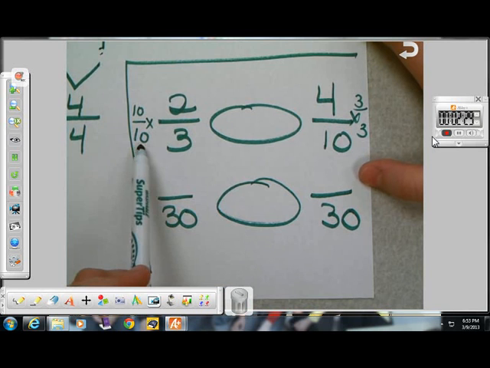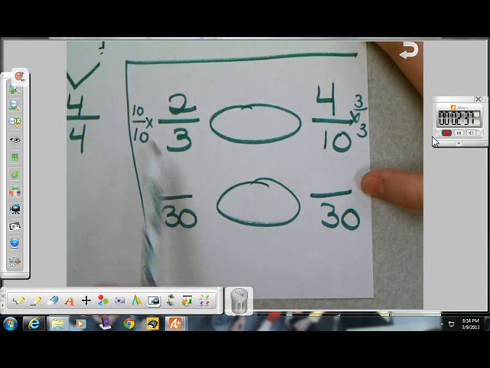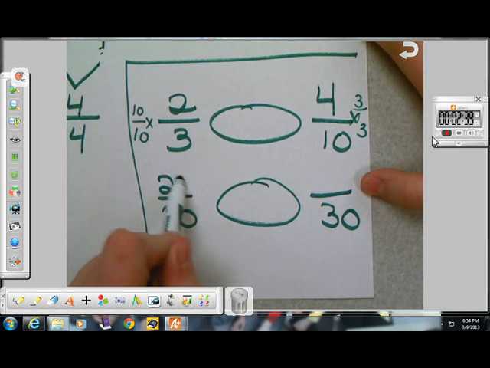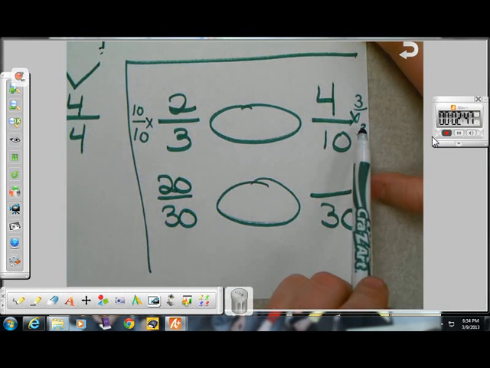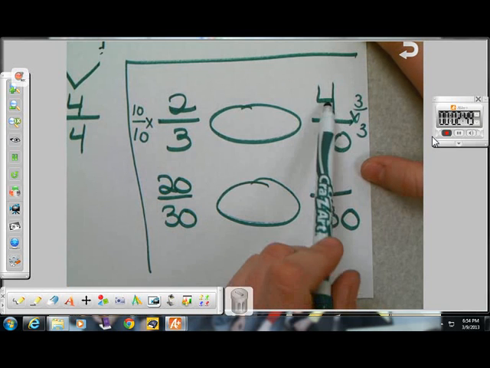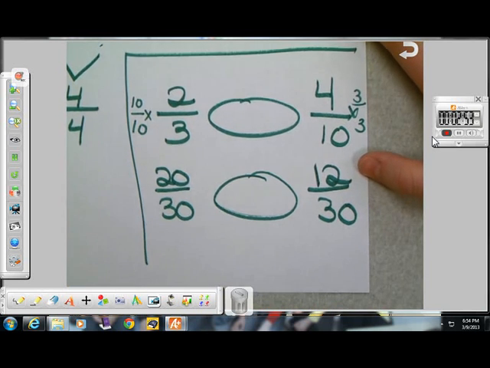Again, 10 over 10 is equal to 1, so I'm just finding an equivalent fraction because anything times 1 is itself. And same story over here for 3 over 3. So 2 times 10 is 20, 3 times 10 is 30. Found an equivalent fraction of 2/3, 20/30. I'm going to find an equivalent fraction of 4/10. 4 times 3 is 12, 10 times 3 is 30, 12/30.